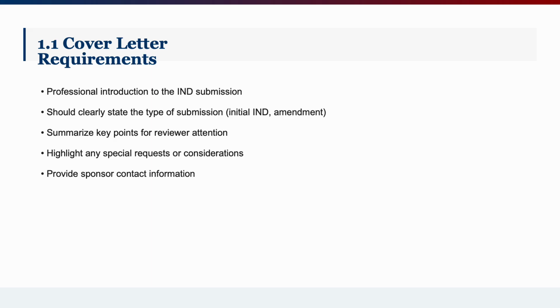Use the cover letter to summarize the key aspects of your submission. If you're submitting an initial IND, briefly describe the drug, the proposed indication, and the type of clinical study you're planning. If it's an amendment, clearly explain what's being changed and why.